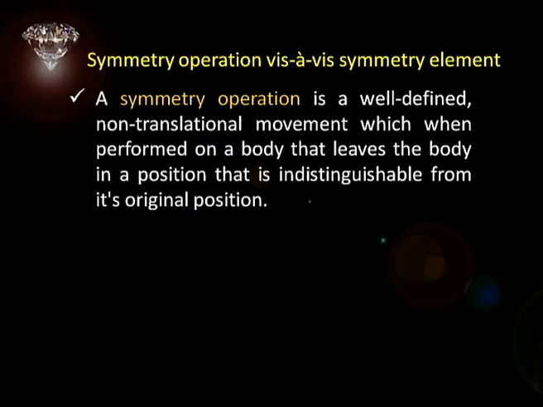What do we mean by symmetry operation? What do we understand by symmetry element? We start with symmetry operation. A symmetry operation basically is a well defined non-translational movement which, when performed on a body, leaves the body in a position that is indistinguishable from the original position. That is for the sake of it. Now, let us understand what it means.